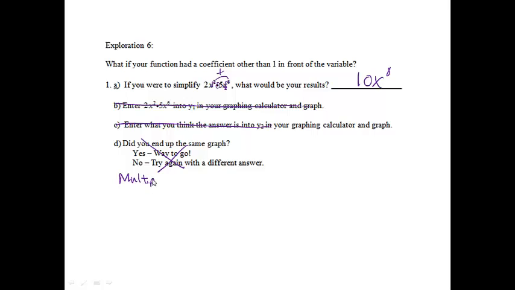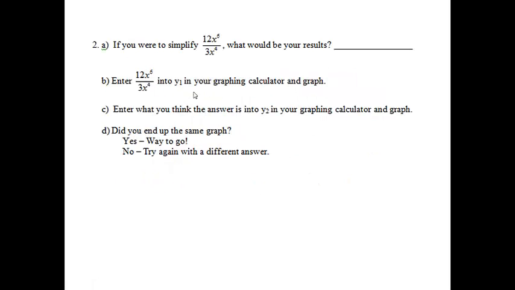So in this one, I'm just going to have you write yourself a note by this one. Multiply the normal numbers, and then we will add the exponents. Okay, so if you would write that down, that would be awesome. Thank you. Okay, number 2, again, we're just going to get rid of parts B, C, and D.